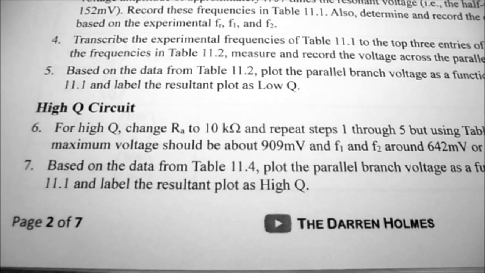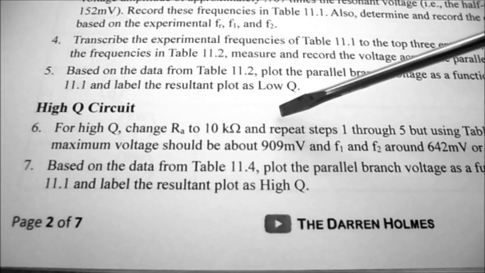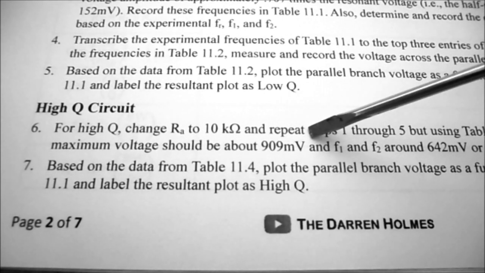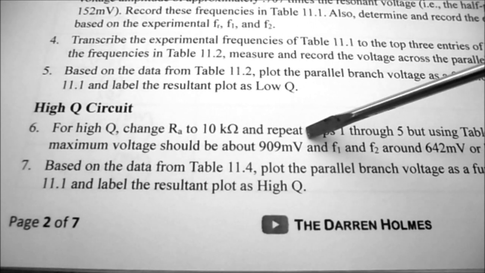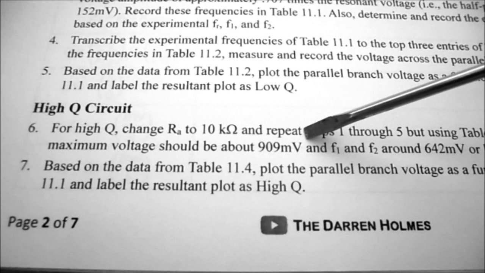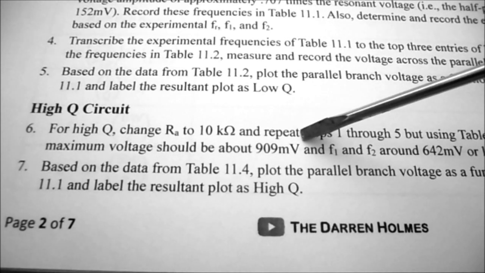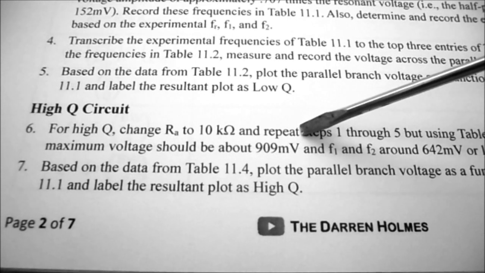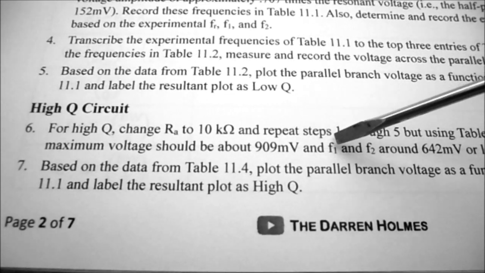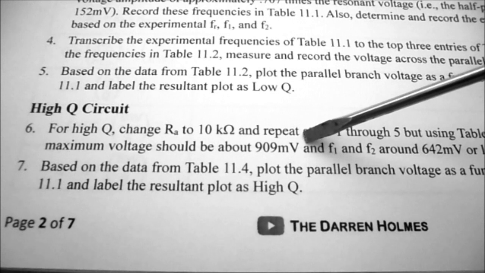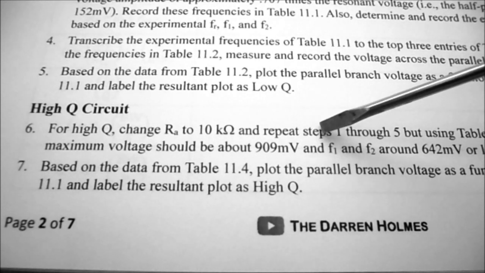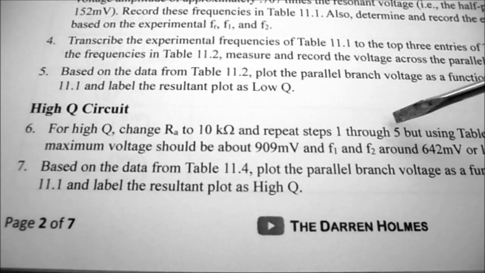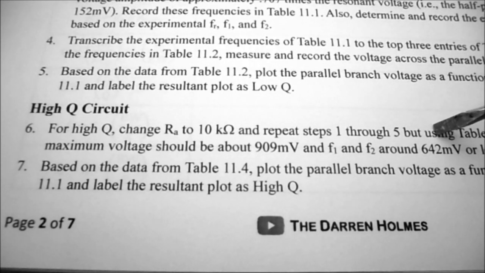Now we have a note here that the maximum voltage should be about 909 millivolts. That's taking the voltage divider rule and taking the 10K over 110K times our input voltage of 10 volts peak to peak. So 0.707 of the 909 millivolts will give us F1 and F2, and that should be somewhere around 642 millivolts or less.